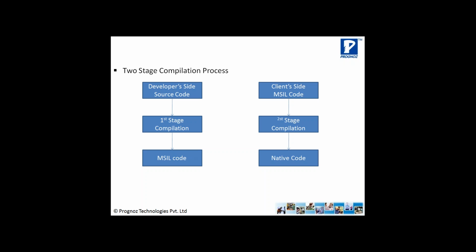Now this MSIL code we are going to give to the client. So the client will now perform the second stage compilation and generate the native code, or we call this binary code. So this is the idea behind it. Now see, the second stage compilation is being performed on the client's machine. So it is guaranteed to run on the client machine because the instruction set will be generated based on the processor which is present on the client side.